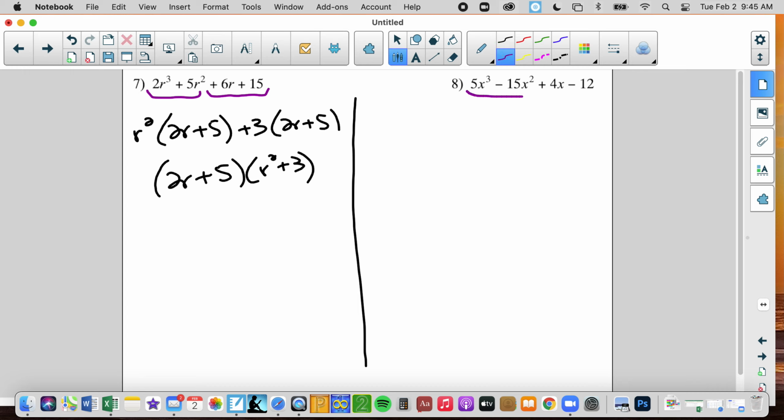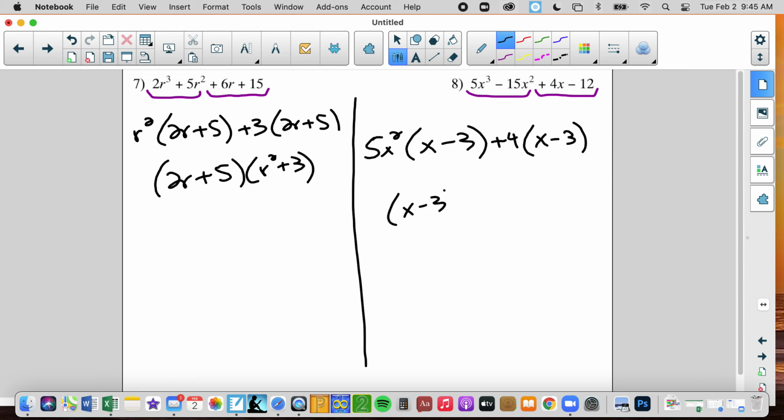Let's group. We're going to factor out a 5x squared. That gives me x minus 3. Let's factor out a 4, and we get x minus 3. The answer is x minus 3, 5x squared plus 4.